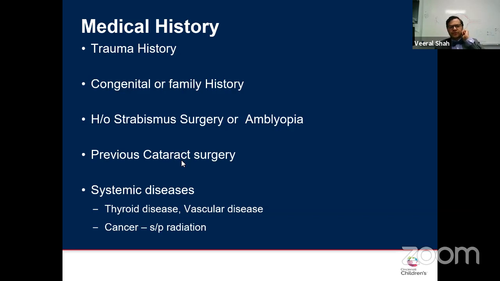So knowing that history, that they got hit on the left part of their head, can come into play. So getting that history is very important. Congenital and family history is very important. So certain genes, obviously, certain types of syndromes can follow one another. Congenital abnormalities in the abducens nerve can cause Duane syndrome.